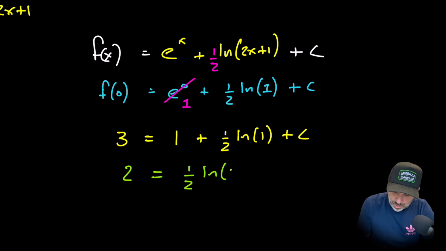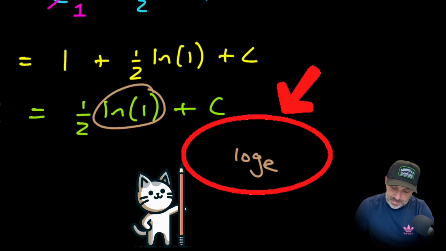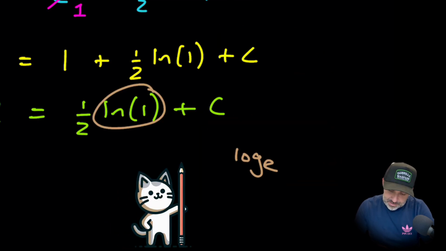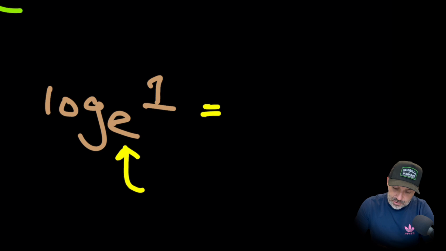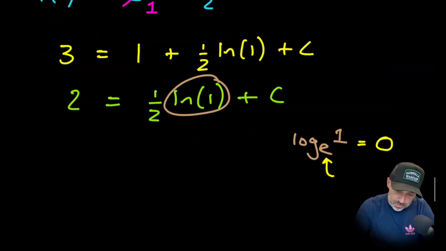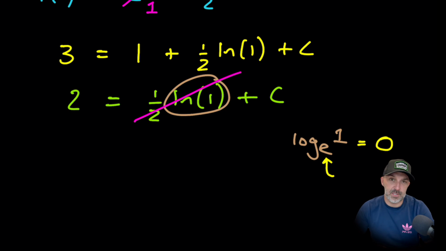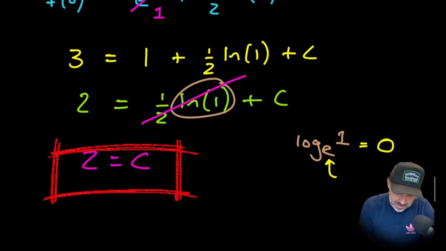Now this natural log 1, I'm going to focus on this for a moment. Let's understand what that is. Natural log of 1, well, don't forget that natural log is log to base e. What you're saying is, what power do we raise e to in order to get 1? Well, that answer is actually 0. We would raise e to the power of 0 to get 1. So that whole expression just cancels out because it will be 0 times a half. Therefore, that leaves us with the value of c, which is 2.